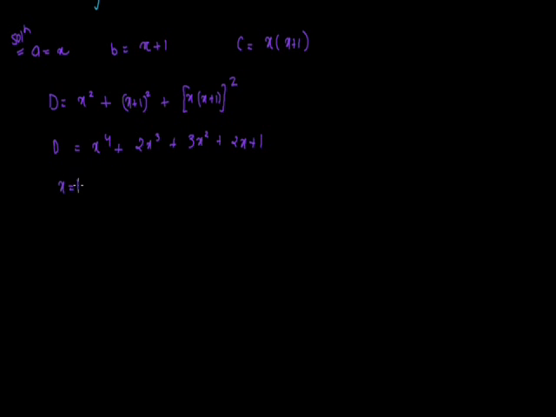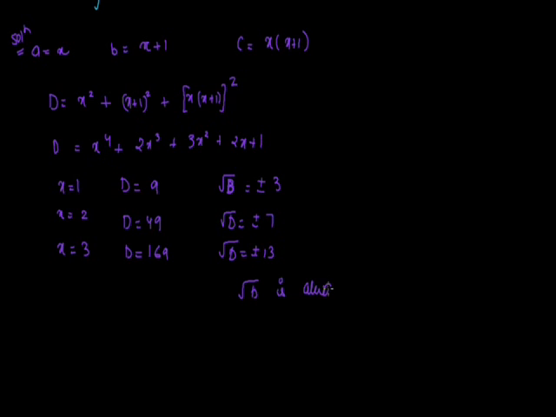Now when we put x equal to 1 in this equation, we'll get the value of d to be equal to 9, and we can say √d would be equal to ±3. When we put x equal to 2, we'll get the value of d to be 49, and from here we can say √d is equal to ±7. At x equal to 3, we'll see d equals 169 and √d would be equal to ±13. From these three cases we can see that √d is always an odd integer. So √d would be always an odd integer.